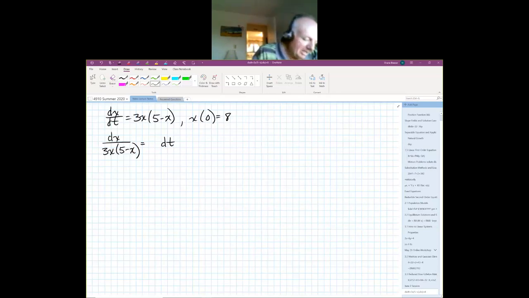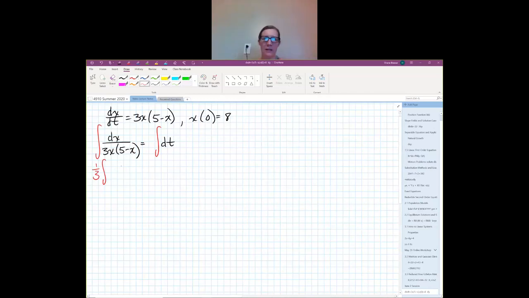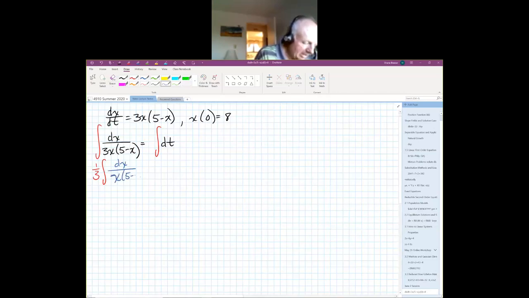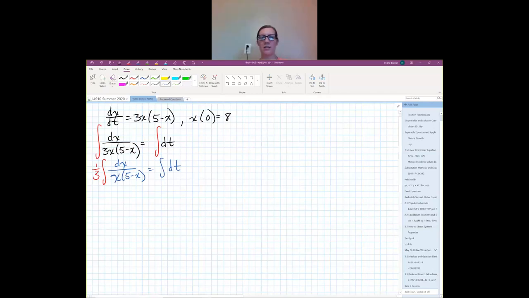Because what's going to happen is when we go to integrate this, we're going to end up pulling that 1/3 out and trying to integrate dx over x times 5 minus x, right? So the 1/3 is just going to hang out while we do our work. Maybe that's my problem, because I was trying to break it into the two different fractions and I was leaving that 3 in there.